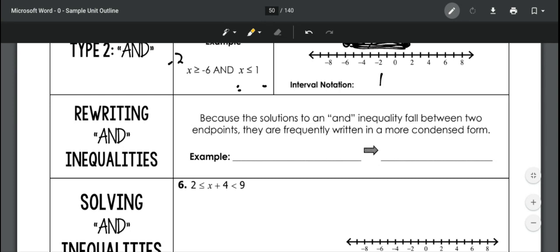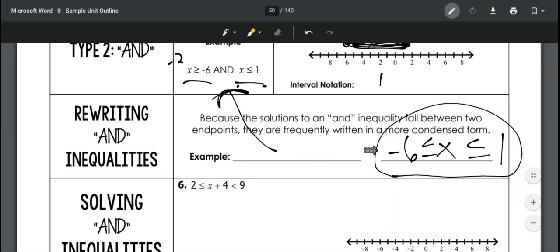So it says because the solutions to an "and" inequality fall between two endpoints, they are frequently written in a more condensed form. So on this one up here, I'm not going to rewrite it. That can be written as, you just put the x in the middle, you only use it once. So x is greater than or equal to negative 6, and it's also less than or equal to 1. And I think the key is whenever you write this in the condensed form, the arrows should always be going to the left.